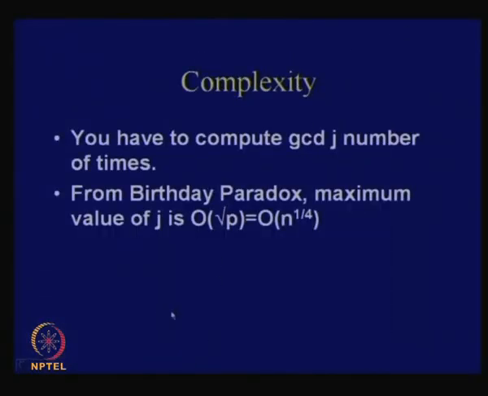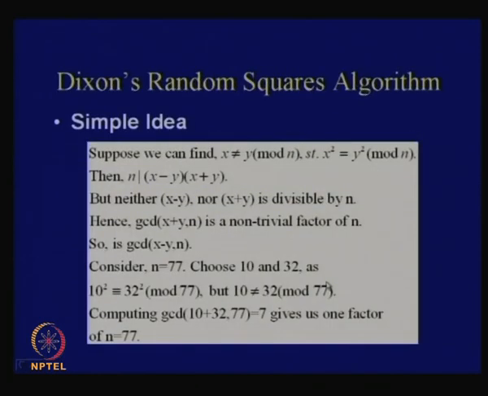So you have got O of n to the power of 1 by 4, which is a significant improvement over the trial division algorithm. We will conclude with a very simple technique called Dixon's random squares algorithm. It is a very simple idea which works like this. Till this part, is it more or less clear, Pollard p minus 1 factorization and Pollard rho algorithm?